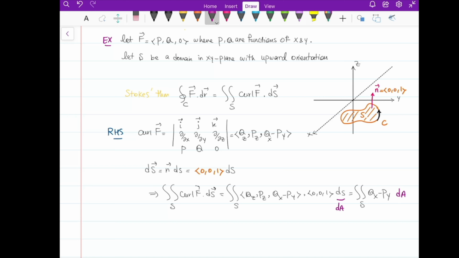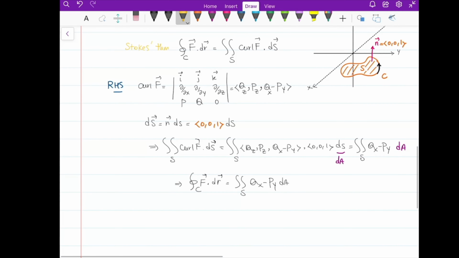Okay, so now let's look at our Stokes theorem. We say that by Stokes theorem, the line integral over the closed curve C of our vector field is equal to the double integral of Qx minus Py dA over the surface S. As you see, this surface S is a region in the xy plane. So let me write that. So this is a region in the xy plane.